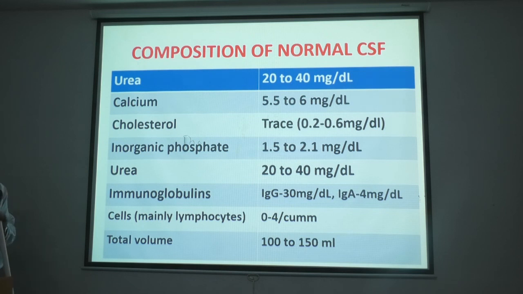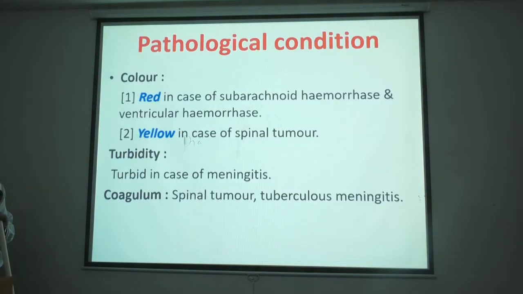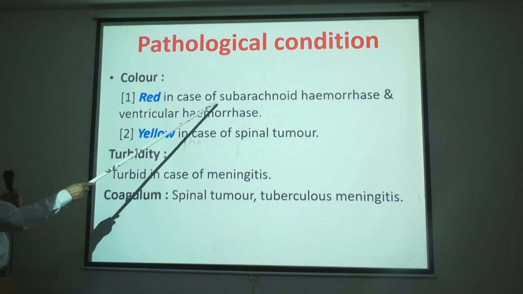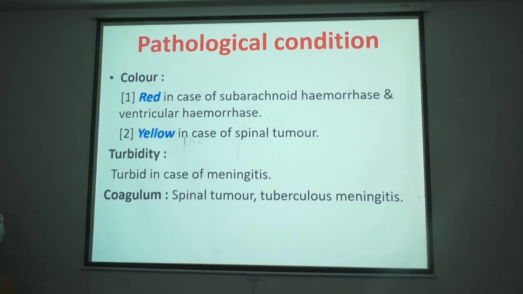Okay. Now, what are the pathological conditions? What is the color of CSF? Colorless. But when it is red, that means it is a case of subarachnoid hemorrhage or ventricular hemorrhage. When it is yellow, it is a case of spinal tumor. If a tumor occurs in the spine, the color of CSF will be yellow.